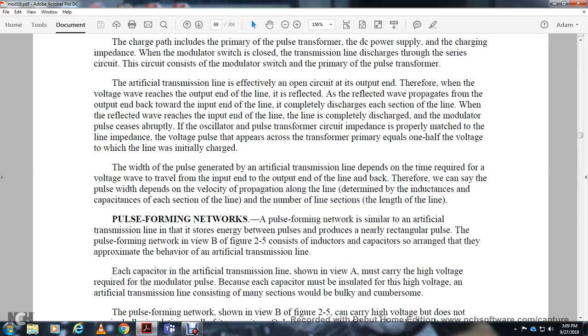The width of the pulse generated by the artificial transmission line depends on the time required for the voltage wave to travel from the input end to the output end of the line and back. Therefore we can say the pulse width depends on the velocity of propagation along the line, which is determined by the inductance and capacity of each section, the number of sections, and the length of the line.